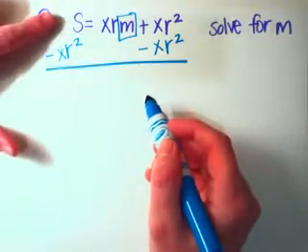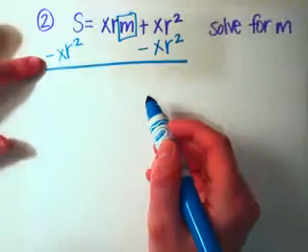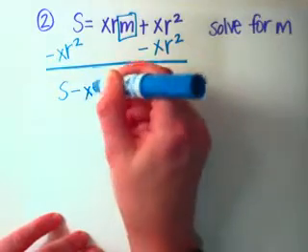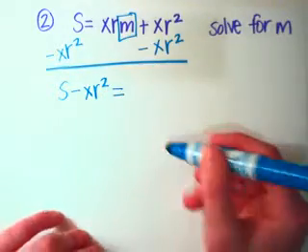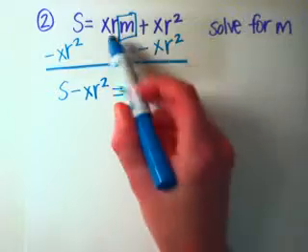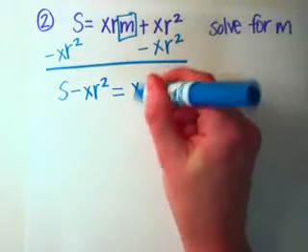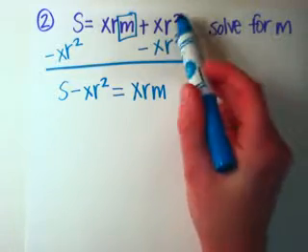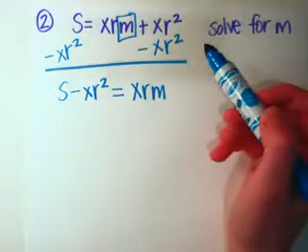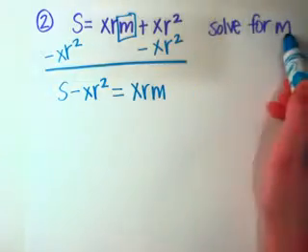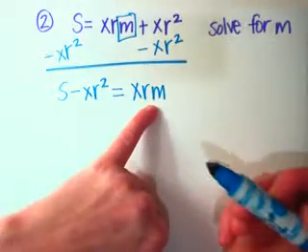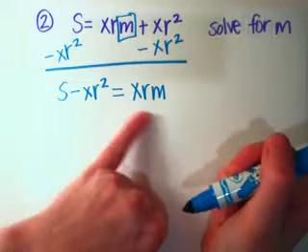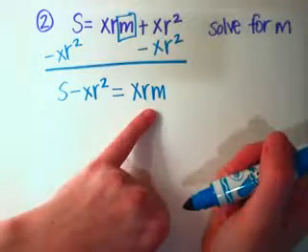On the left-hand side, I see I have s minus xr squared. They are not like terms, so I'm just going to write it out like this. And bring down my equal sign. Over here, I'm still left with the term xrm, but I had xr squared minus xr squared, which made a zero pair, so that's eliminated. Okay, I'm still trying to solve for m. The only thing left to do now is to get rid of the coefficients of m, which are x and r. They're both being multiplied by m.